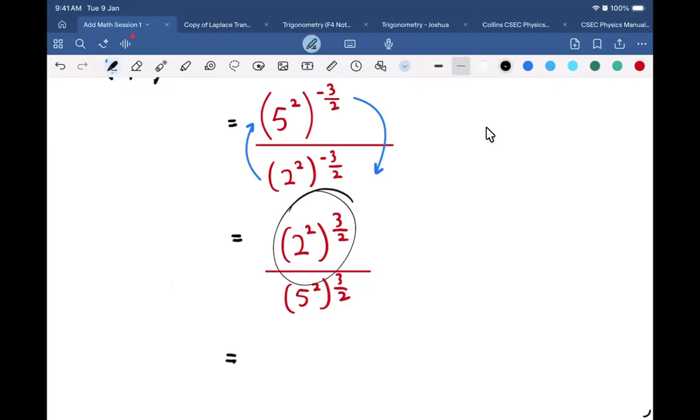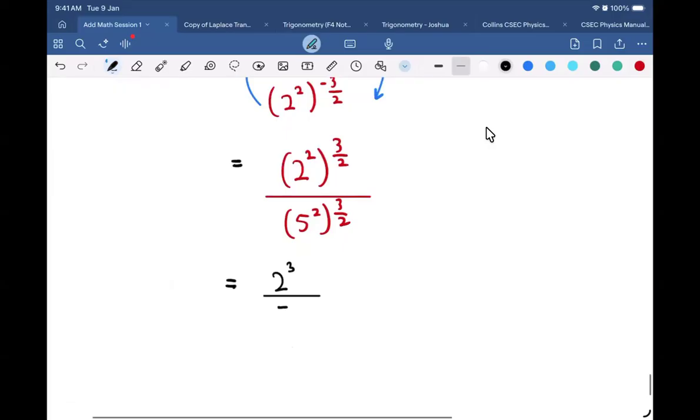Power to power means to multiply 3 over 2 by 2. That's just 2 cubed. In the bottom, the 2s are going to cancel off. 5 to the power 3 is 125, which is okay, I'll do that in the next line. So 8 over 125. Right?